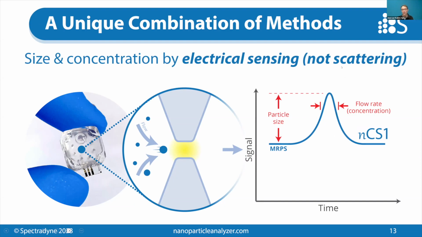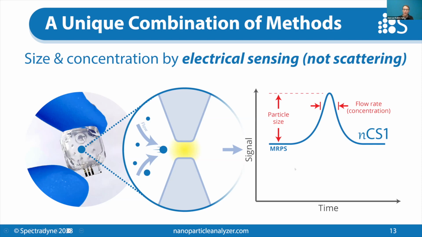So we're not using light scattering to count. We're not using light scattering to measure the size of the particle. This is an electrical method, and it's been around for decades. It's the Coulter counter method, if you're familiar with that. Spectradyne's innovation has been to bring that to practical use at the nanoscale. So this technology, measuring just size and concentration, has been on the market from us in the form of another instrument, the NCS1, for almost 10 years now.